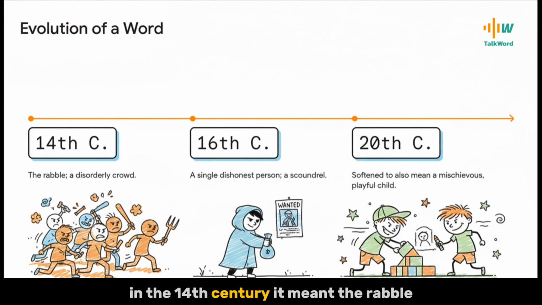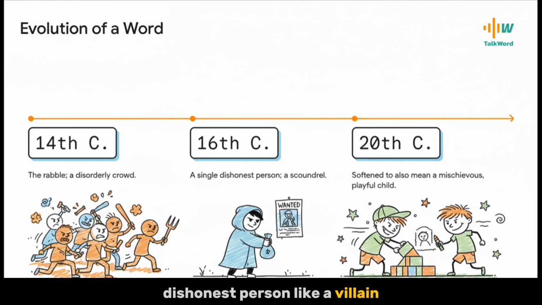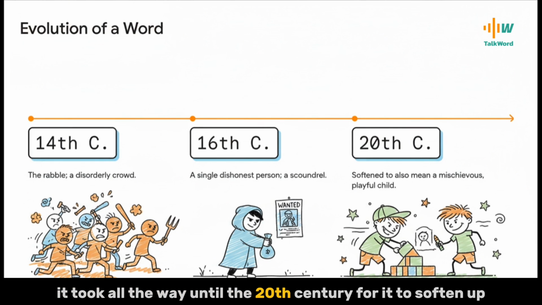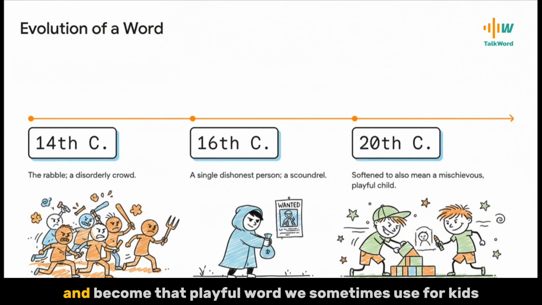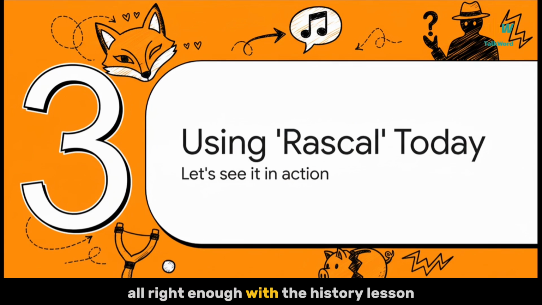And the journey this word took is just wild. In the 14th century, it meant the rabble. A couple hundred years later, by the 16th century, it got a little more specific and meant a single dishonest person, like a villain. It took all the way until the 20th century for it to soften up and become that playful word we sometimes use for kids. That's a huge shift.